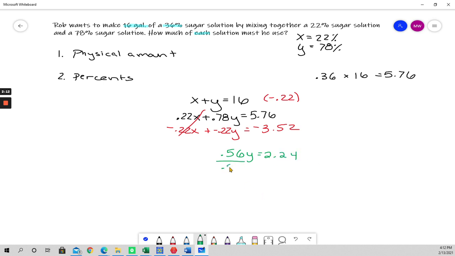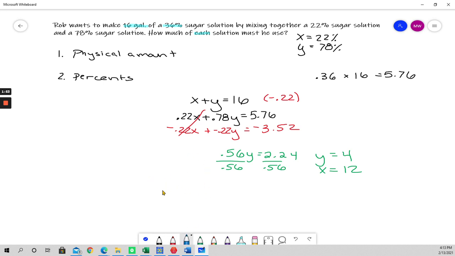I'm going to divide by 0.56, and I'm going to get y equals 4. Well, if y equals 4, that means x has to equal 12, because 4 plus 12 is 16. Well, let's see if we're right.